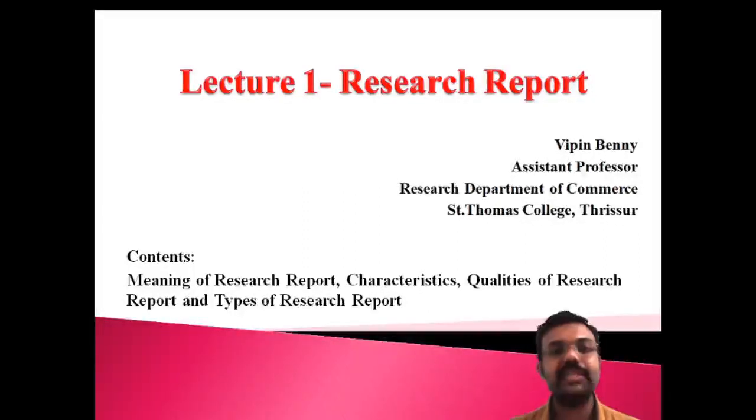This is the first lecture of the research report. In this lecture, we are going to discuss what is meant by the term research report, what the characteristics of a research report are, what the qualities of the report are, and the types of research report. These are the important contents of this chapter.